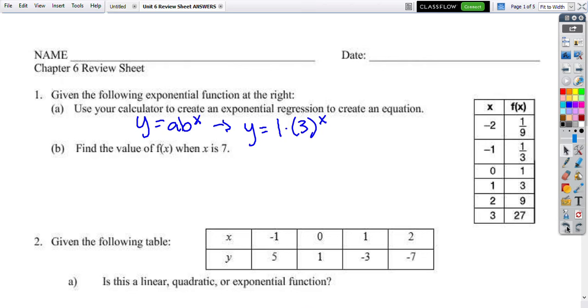And then your calculator is going to say underneath a equals 1, b equals 3, and then you got to plug it into the formula. So if you want to figure out when x is 7, you're just going to plug in 7 for x and then calculate that out on your calculator. Just type it in, hit enter, and it's 2,187.